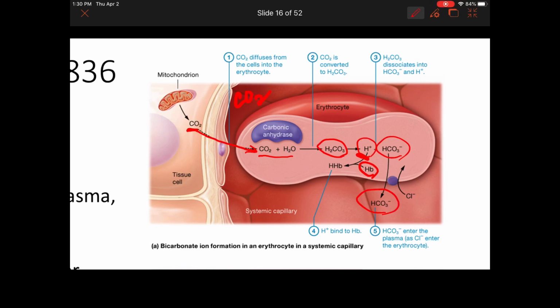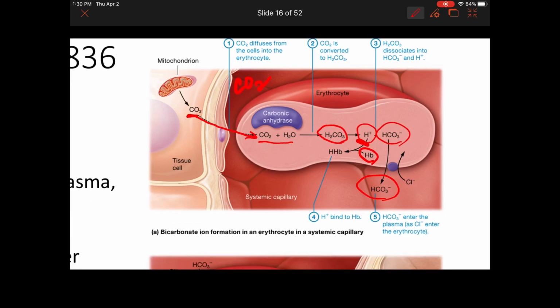So bicarbonate ions can also swim around in the plasma as well. And these molecules also serve as a buffer, so they can take up hydrogens as needed in order to make sure that the pH does not go too low or become too acid. All right, so that's the carbon dioxide that leaves the tissue cells.